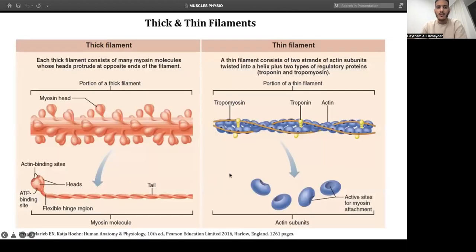So let's dive into what actin and myosin molecules are. The myosin heads are part of the thick filaments, and each thick filament consists of myosin molecules whose heads protrude at opposite ends of the filament. Those heads protrude outwards because they have a very important function: binding to the actin filaments on the active sites that you see here.